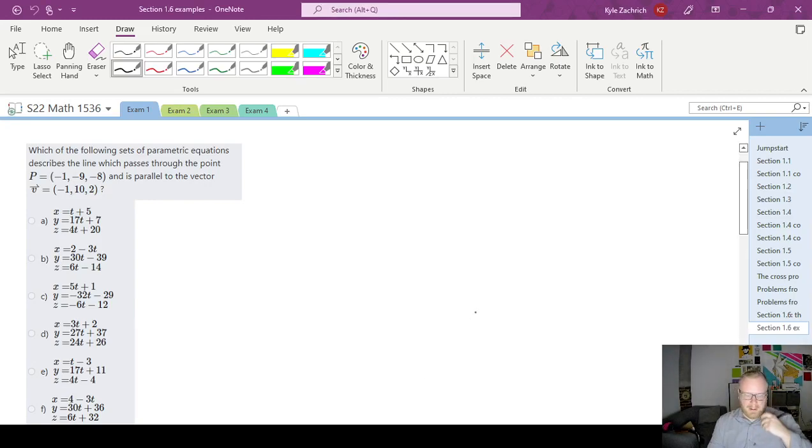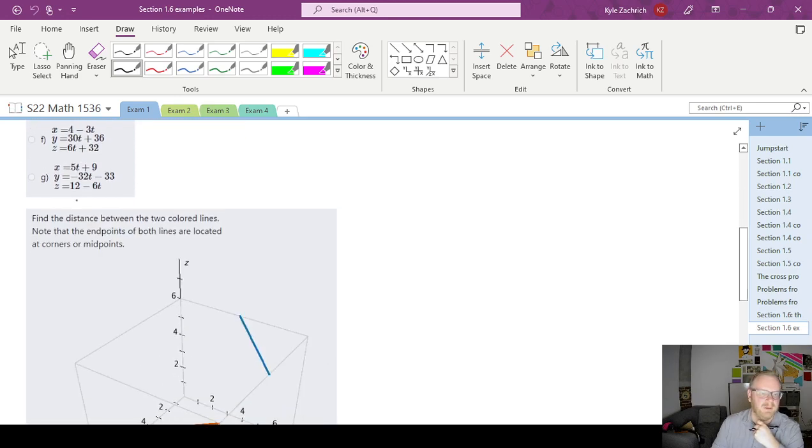Okay, I gave my voice a bit of a rest, so this should be all the examples from section 1.6. To give you an overview, I'm going to go over a line that passes through a point P and is parallel to another vector that we're given.